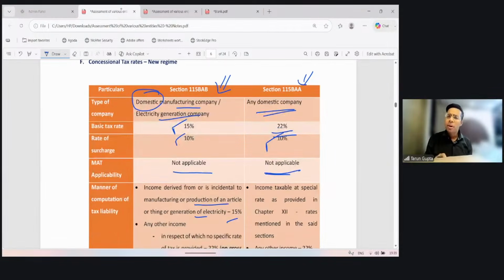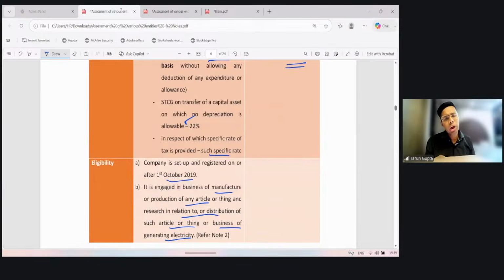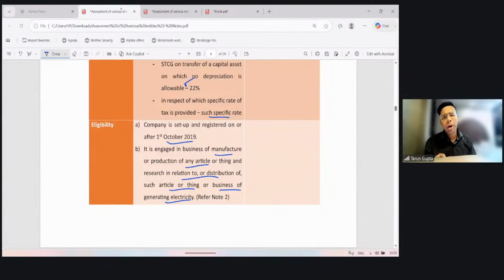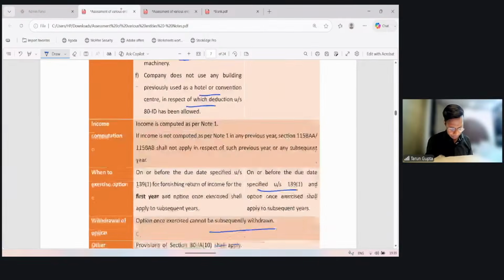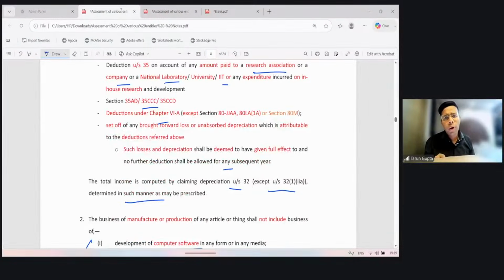Then we discussed Section 115BAB, applicable to a new manufacturing or electricity generation company, which is allowed to pay tax at a concessional rate of 15% on such income, provided they started operation on or before 31st March 2024 and were incorporated on or after 1st October 2019. Some of the deductions are not allowed while computing income if you opt for Section 115BAA or 115BAB, as the case may be.